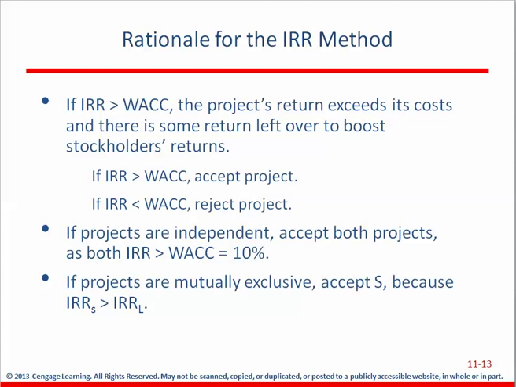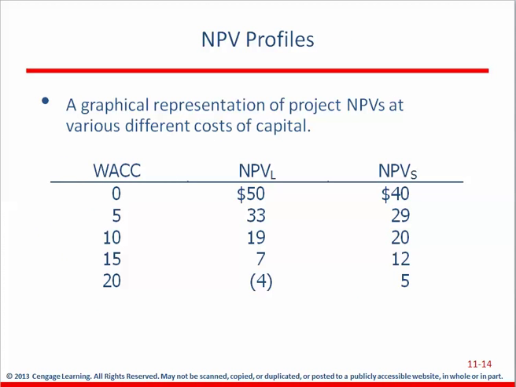Okay? So if the IRR is greater than the WACC, then we accept the project because that means the NPV is positive. If the IRR is less than the WACC, we reject it because that would be a negative net present value project. If they're independent, we accept everything with the IRR greater than the WACC. If they're mutually exclusive, we take the one with the higher IRR. Okay, similar to the NPV.